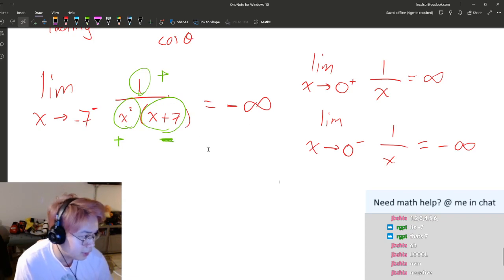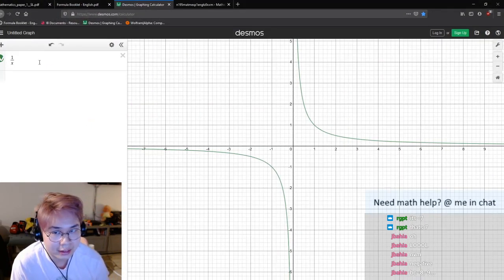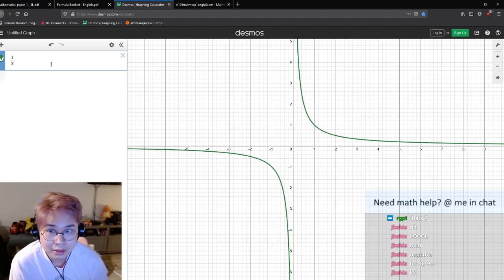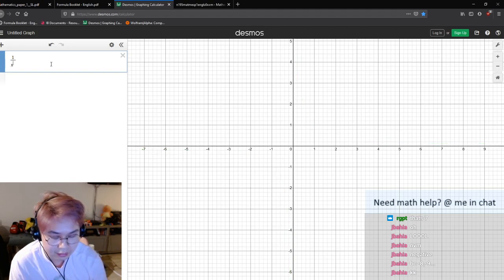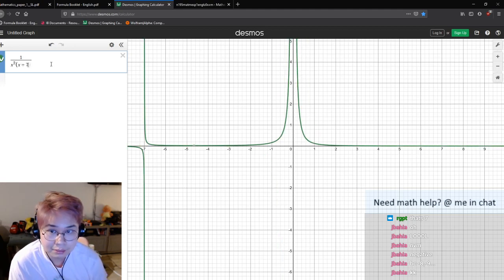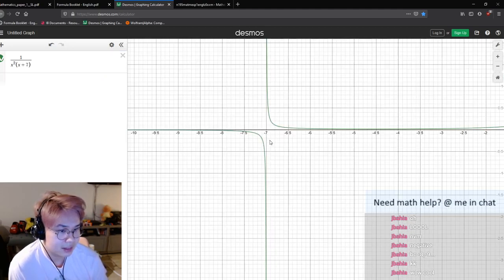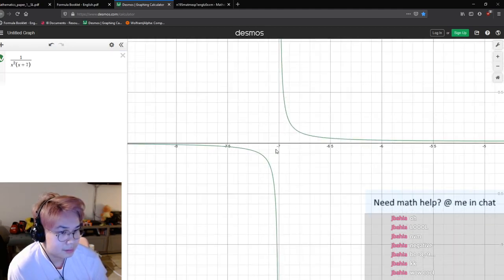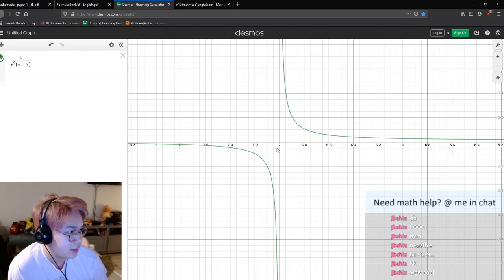And you can always just check your answer on a graphing calculator, right? So this is x squared over x plus 7. So you see, here's negative 7, and then you see the graph to the left of it goes towards negative infinity.